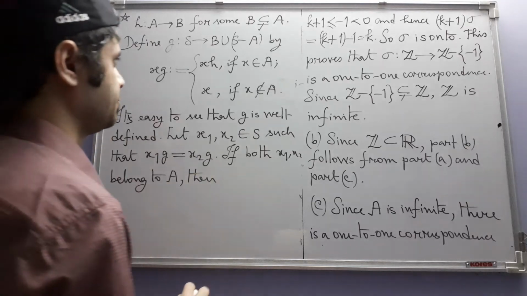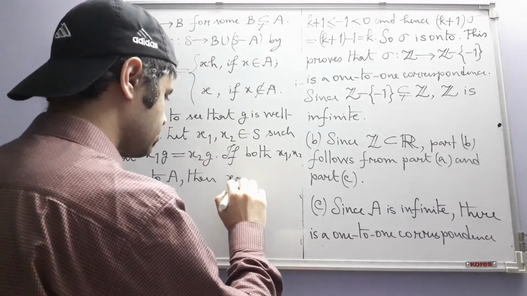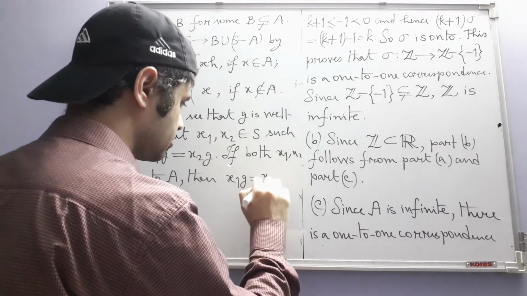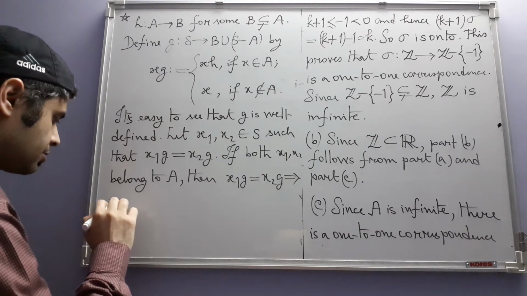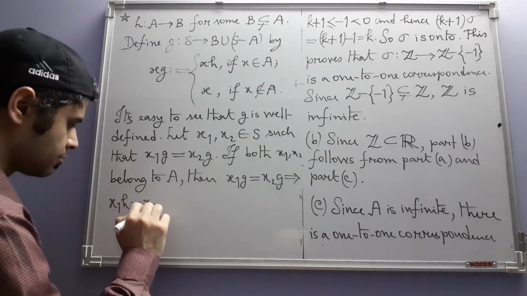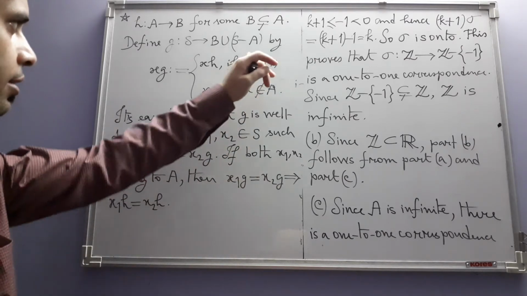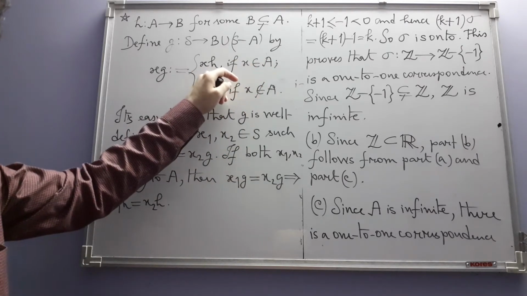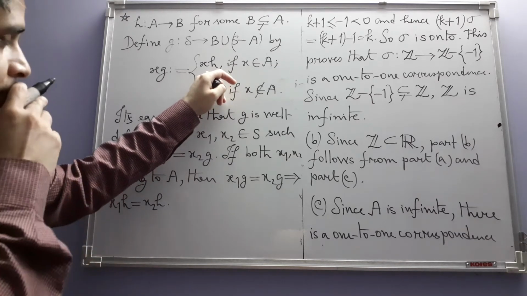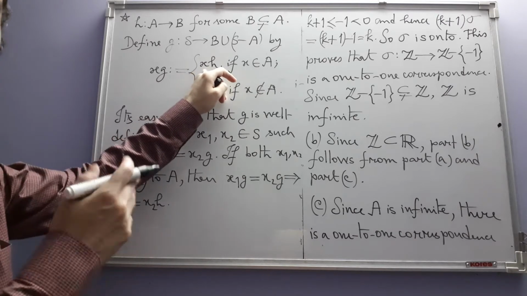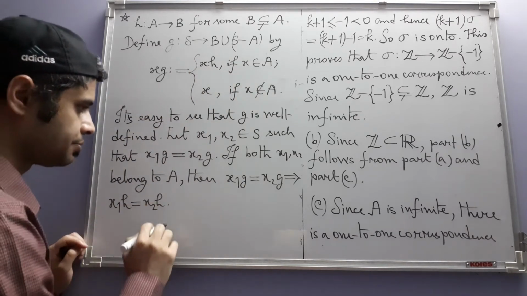Then x1g equal to x2g implies x1h is equal to x2h, because if an element is inside A, then according to our definition the image is the image of that element under the function h. So this implies this.